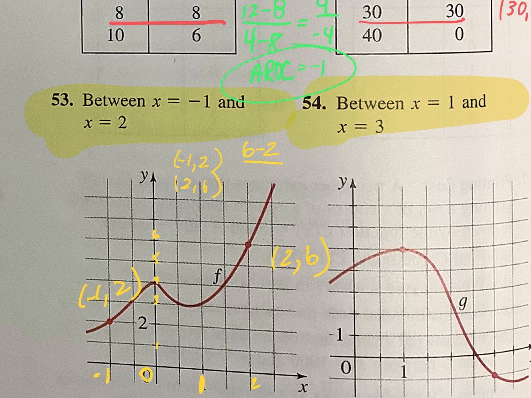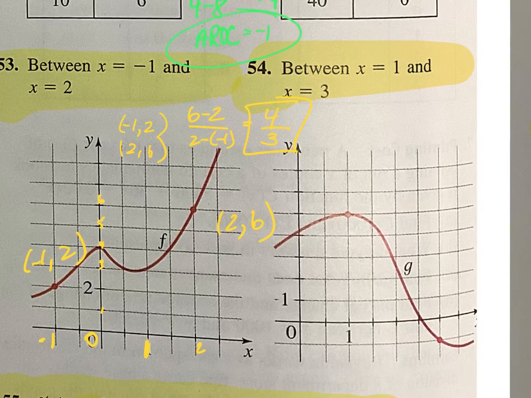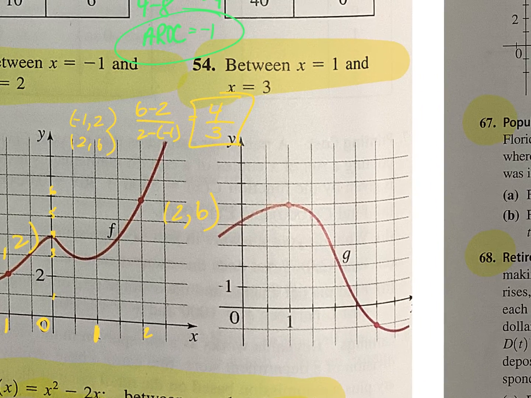If I put 6 minus 2 on top, what am I putting on the bottom? 2 minus negative 1, perfect. So 6 minus 2 is 4, and 2 minus negative 1 is 3. So your average rate of change here is what? 4 over 3. Good. All right, we okay?